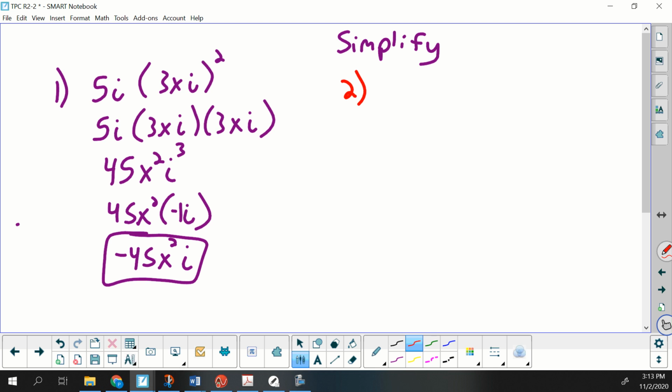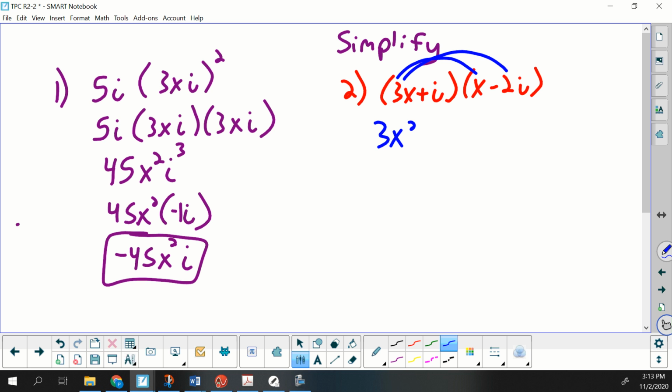And then our last one for this video will have you add on 3x plus i times x minus 2i. And we're going to FOIL this out. 3x times x will give us 3x squared. 3x times 2i will give us negative 6xi. i times x will give us positive 1xi. Notice how I kept my x's and i's in the same order. That makes it easier to identify like terms to combine. And then positive 1i times negative 2i. Well, 1 times negative 2 is negative 2, and i times i is i squared.